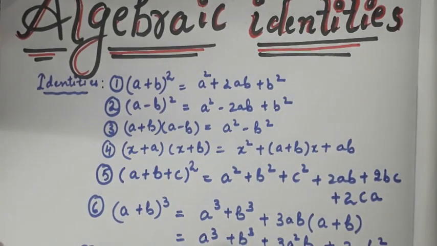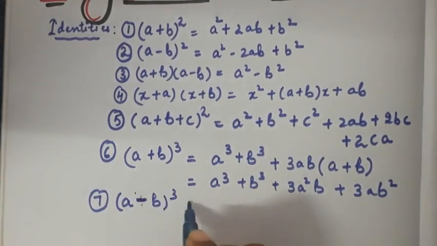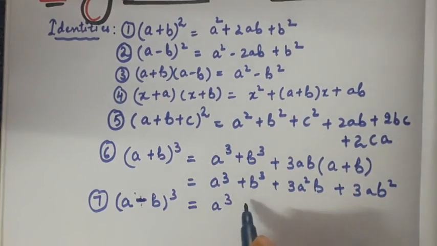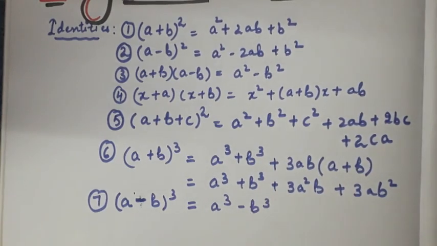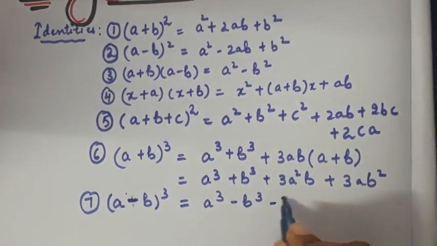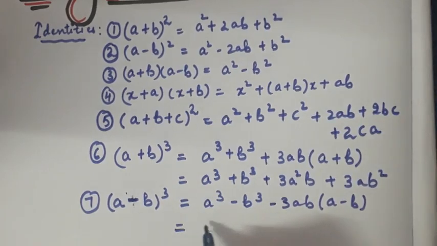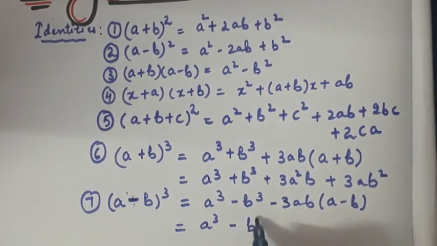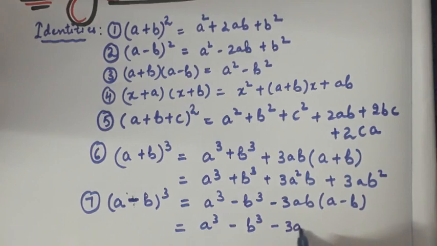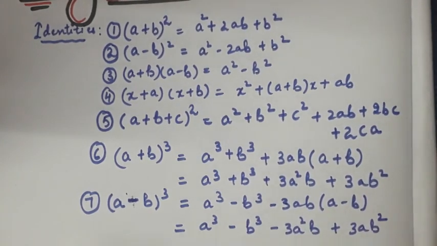Next one is a minus b whole cube, which is equal to a cube minus b cube minus 3ab in bracket a minus b. You can write it as a cube minus b cube minus 3a square b plus 3ab square.